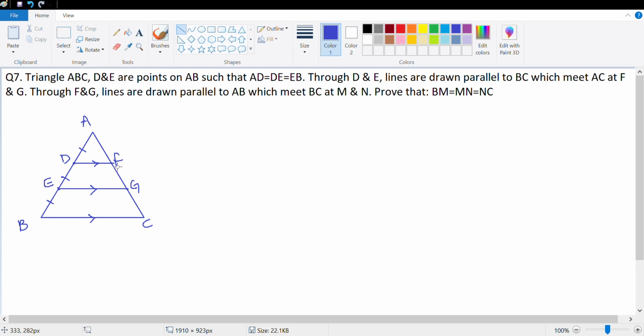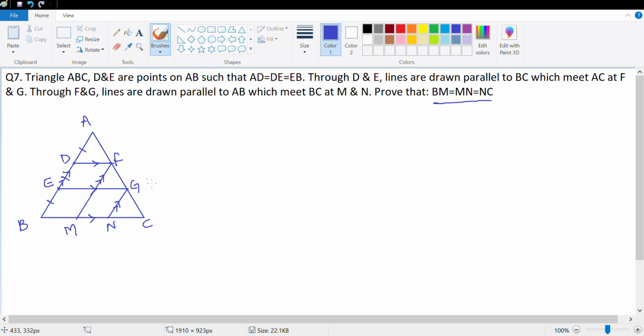So from F, I am drawing a line which is parallel to AB, which means something like this. And from G also I am drawing a line parallel to AB. Wonderful. Let me just mark this as parallel. This is parallel to AB, and this is also parallel to AB. And what are these points given? These are M and N. So the first one from F is M, and this is meeting at N. Perfect. We need to prove that BM, MN, and NC are equal.